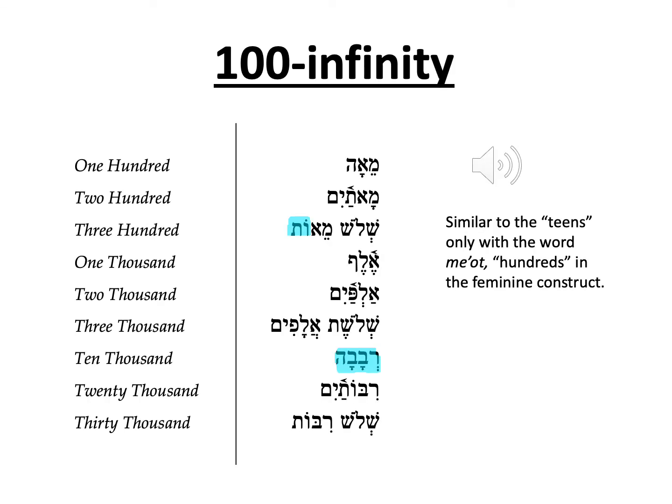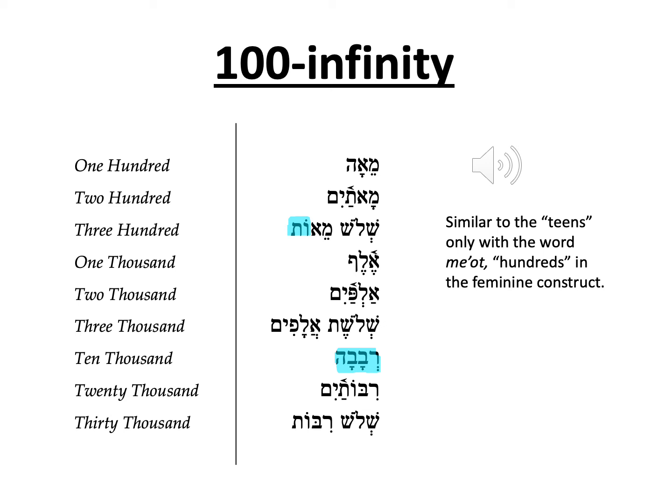Numbers 100 through infinity are formed in the same way that the teens were formed, only instead of pairing the cardinal number with the number asar, 10, they are paired instead with the word meot, 100, mea, in the feminine construct state. You will see this in number 300 on the chart here. 3, shalosh, hundreds, meot. When mea is found by itself as 100, it appears as it does at the top of the column, mea, or as 200 in the dual, matayim, and then going into the feminine construct state in 300 and beyond.